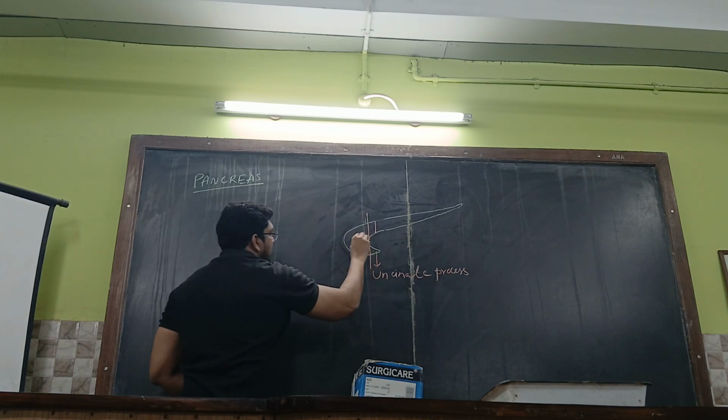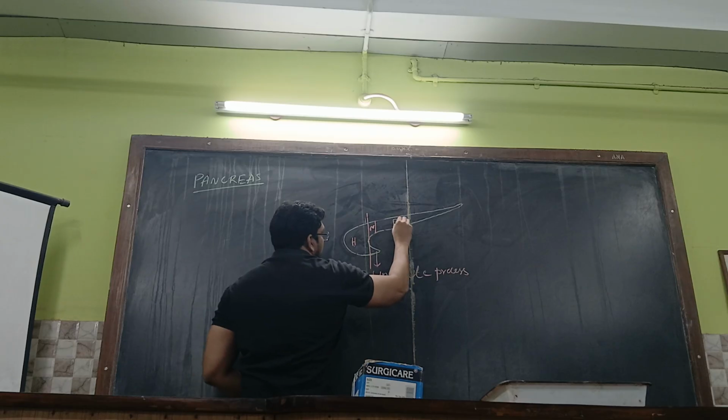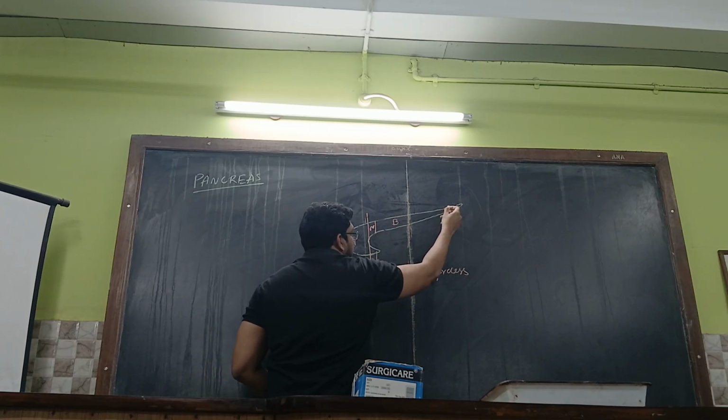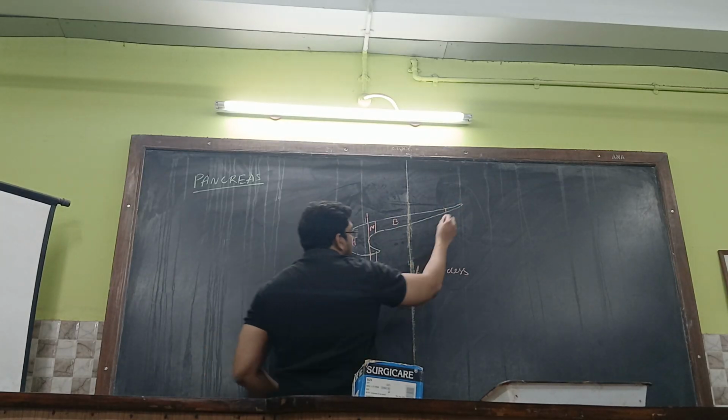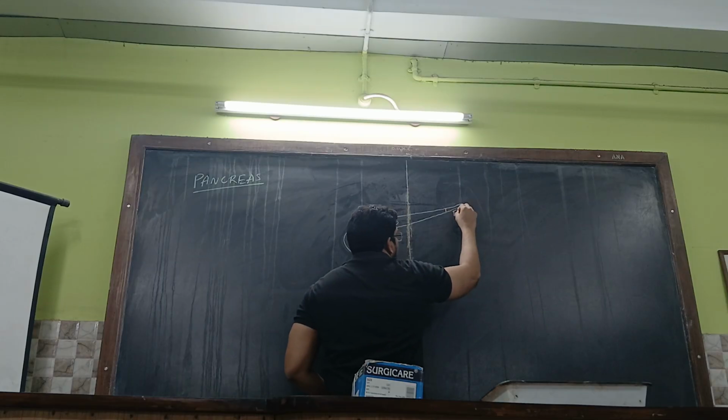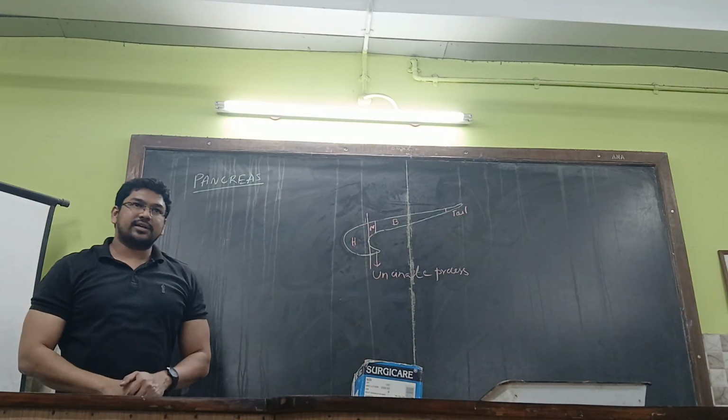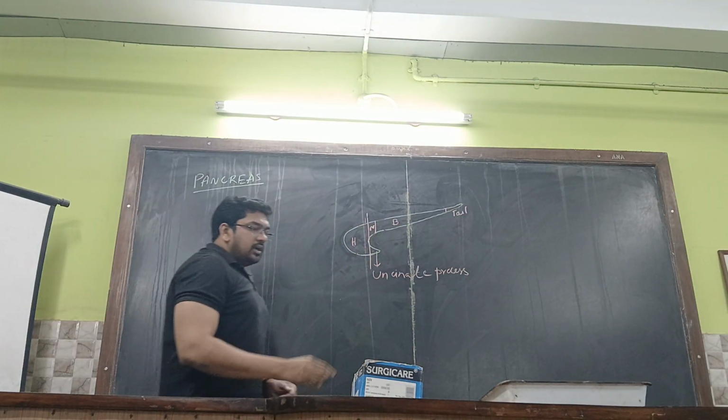And this is the head, followed by the neck, then the body, and then the last 3 or 3.5 centimeters will be the tail. These are the parts of the pancreas. You already know very well, right?